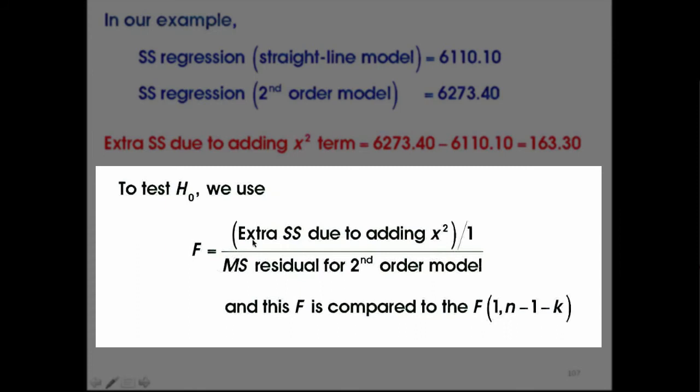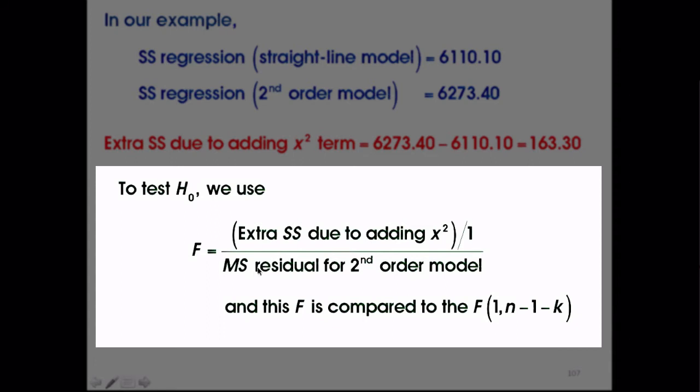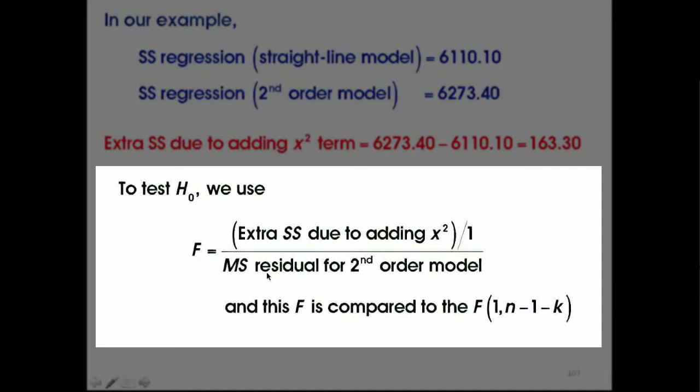To test the hypothesis, we compute the F statistic, which is the extra sums of squares due to the addition of x squared to a model that already contained x, divided by 1. The 1 is the difference in the number of variables in the two models you're comparing. You're comparing a model with x and x squared as opposed to a model with x, so there's one variable difference. That's 1 degree of freedom. In the denominator, you have the mean square residual for the full second order model, the model that contains both x1 and x2. That's the mean square we use for this partial F test, and this is compared again to the F distribution with 1 and n minus 1 minus k degrees of freedom.